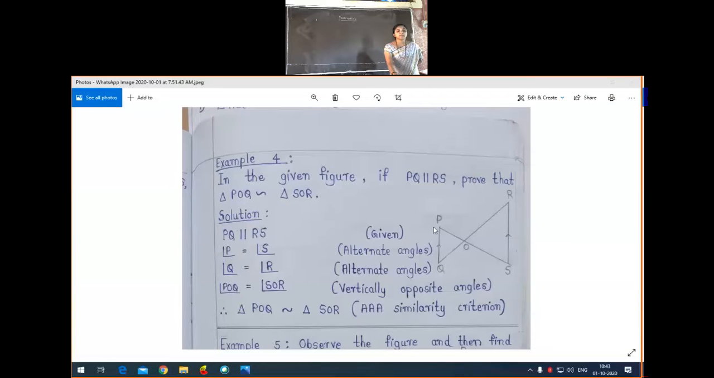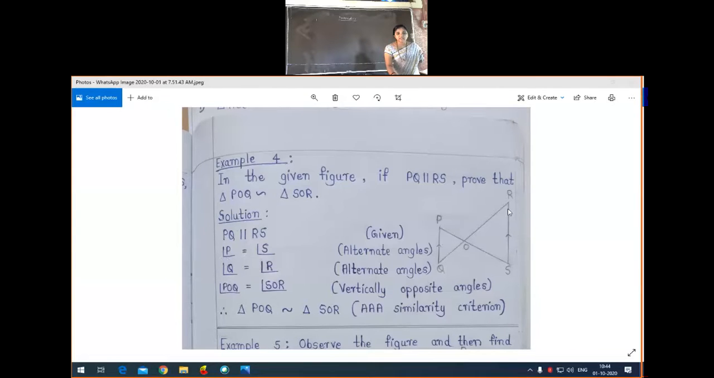Next, angle P is equal to angle S. Are you observing the Z shape here? Here the lines are parallel, and since the lines are parallel we get alternate interior angles, and also corresponding angles. Here we are observing the alternate Z shape, that is angle P and angle S. Just observe the cursor here. This P and S are alternate angles. Okay, angle P is equal to angle S.